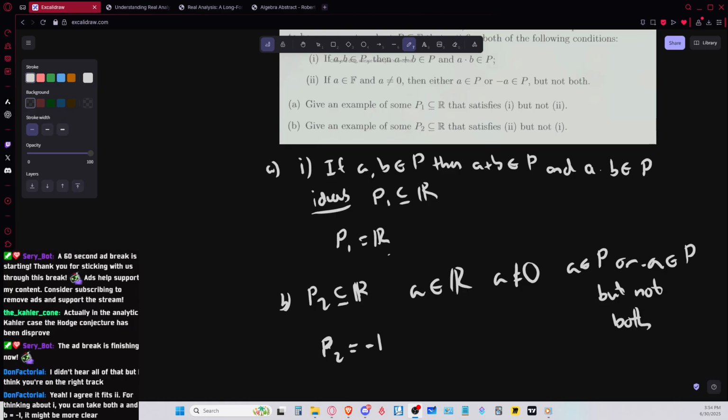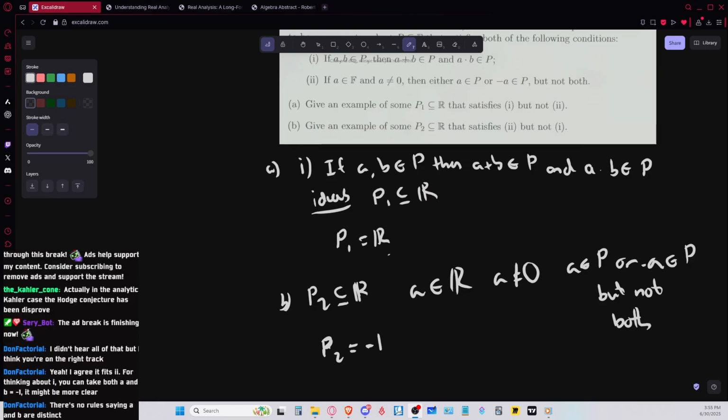Yeah, I agree. It fits. For thinking about 1, you can take both A and B to be negative. It might make it more clear. So then that would be -2, and that's not in P2.